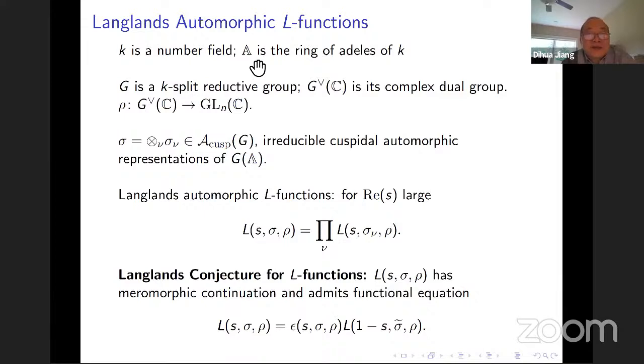So I take K a number field, and G is a connected reductive group, and then the complex dual group, so you have this finite dimensional representation. And you take sigma a cuspidal automorphic representation, and the Langlands L-function is defined by the Euler product. Of course, the local L-factor is defined in principle by the local Langlands conjecture. And then Langlands showed that this Euler product converges for real part of s large, has meromorphic continuation and admits a functional equation like this.